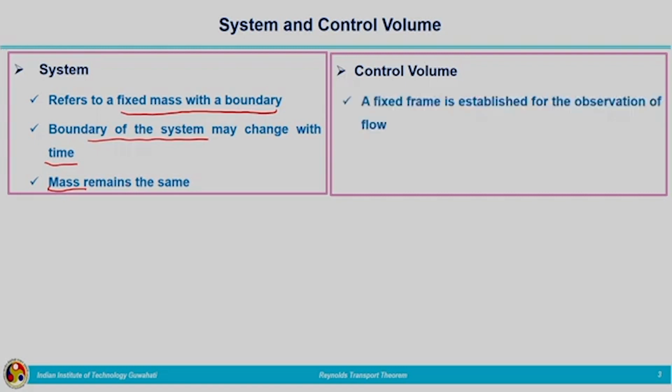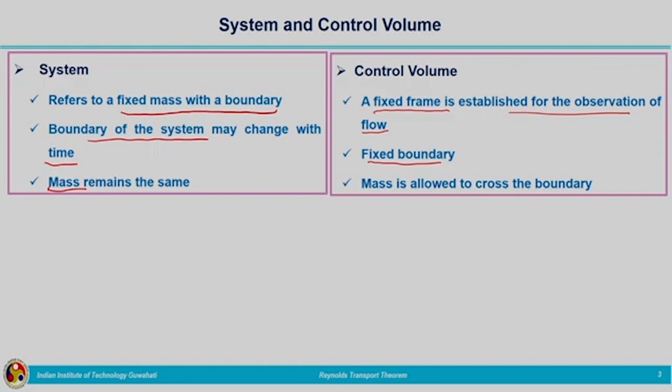But in the case of control volume, we have a fixed frame that is established for the observation of flow. It has a fixed boundary and the mass within the control volume will be changing because fluid is allowed to cross the boundary. These are the differences between system and control volume.